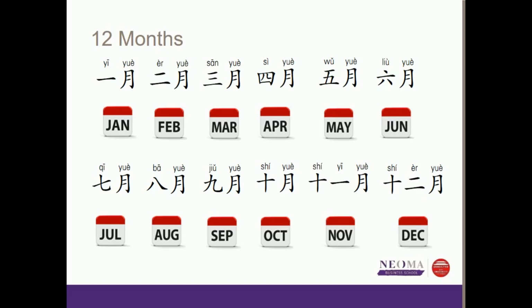Let me pick some random months and see if you can find the characters. May. Yes, you are correct. 5月. August. 8月. Good job. December. 12月. Very good. Now let's see the days of the week.